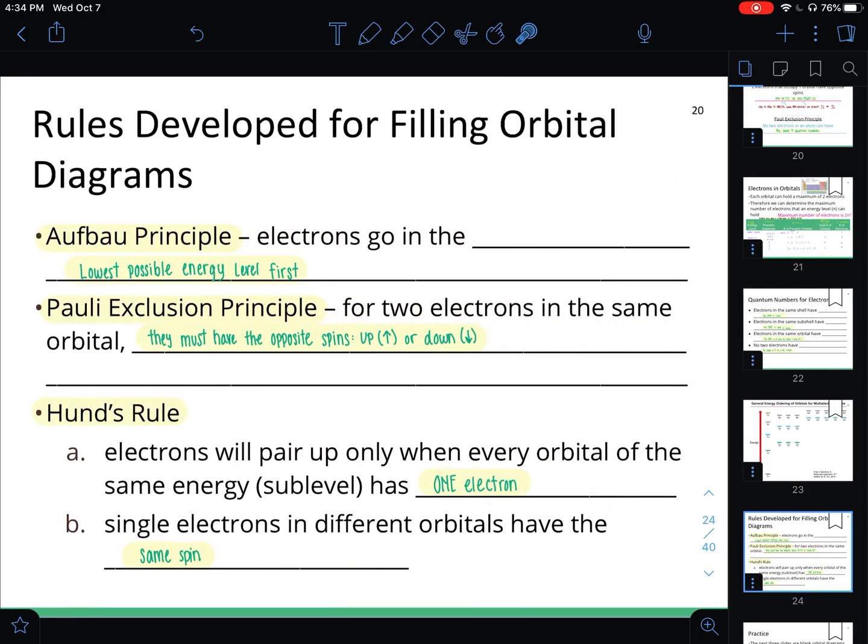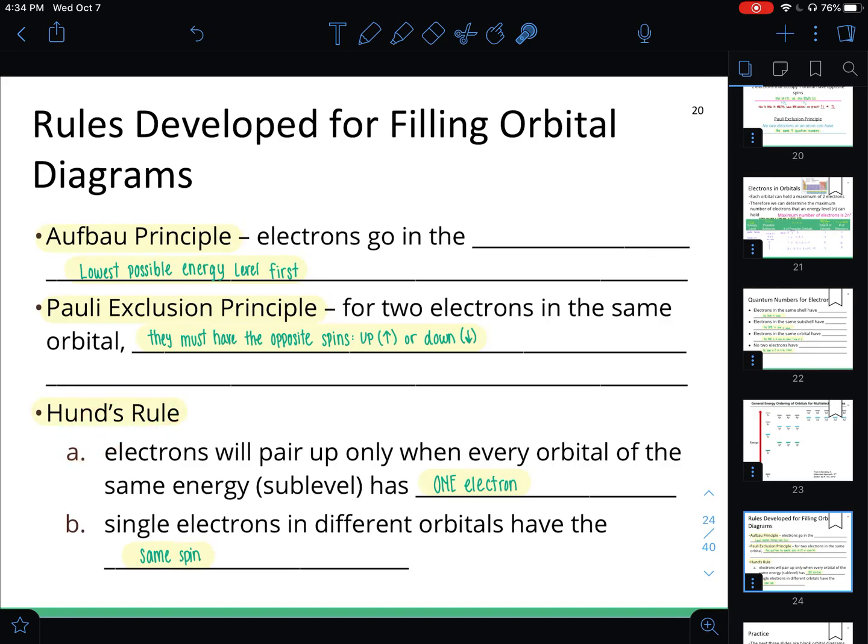Then we have the Pauli exclusion principle, and that means that 2 electrons in the same orbital must have opposite spins. So that's why we have one spinning up, one spinning down, or arrows pointing opposite ways to represent that. And lastly is Hund's rule.